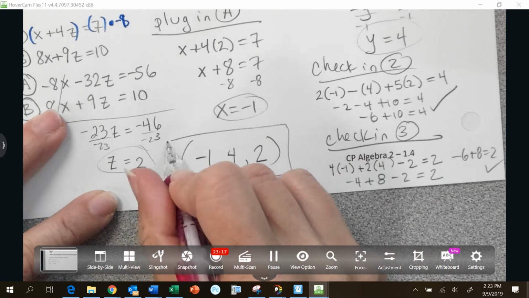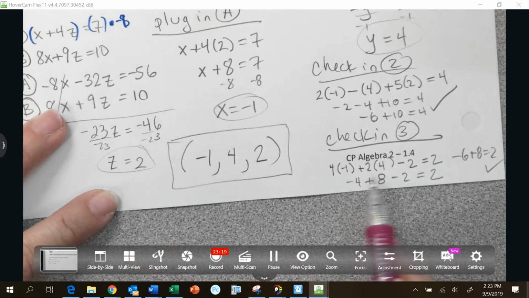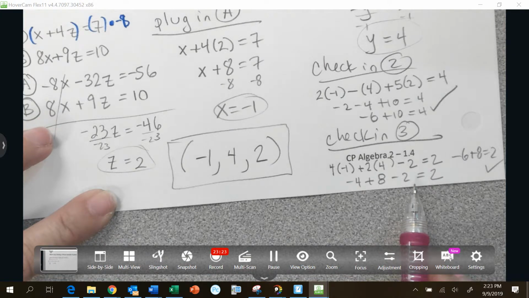If you need the aid of a calculator to type this in correctly, make sure you use the parentheses, and your calculator will do order of operations for you.